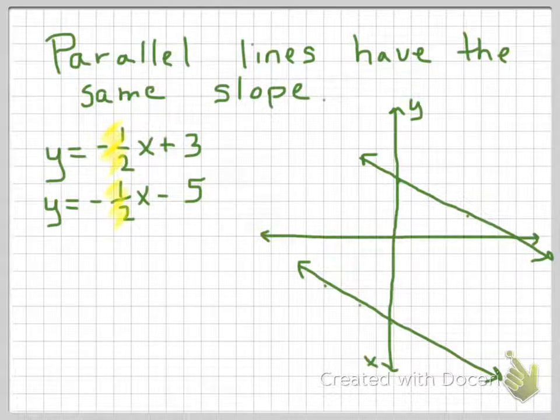Here we have two lines with the slope of -1/2. That would tell us that they're parallel, and if we graph those two lines, you can see that lines with slopes of -1/2 are never going to intersect. The same slope makes them parallel lines.